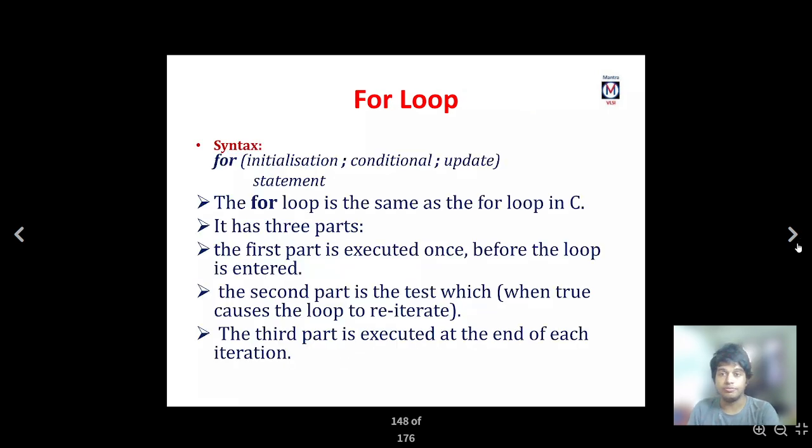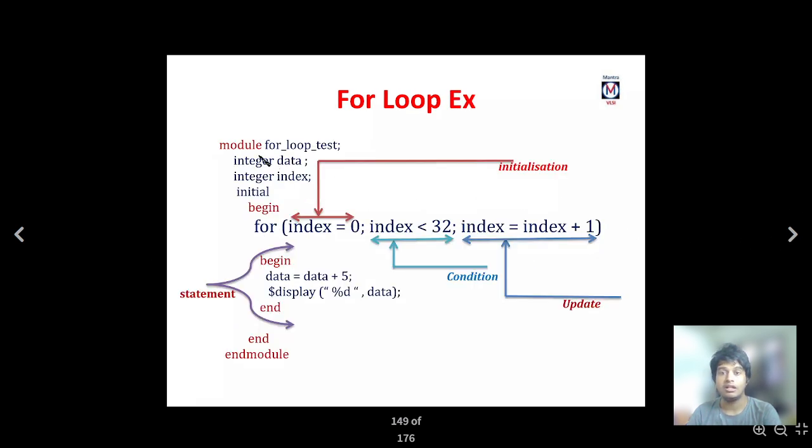Then comes the for loop. For loops are basically written with an initializer, a conditional, and an update, which is pretty much common in similar loops in many programming languages. The for loop is the same as in C. We have the module for loops.